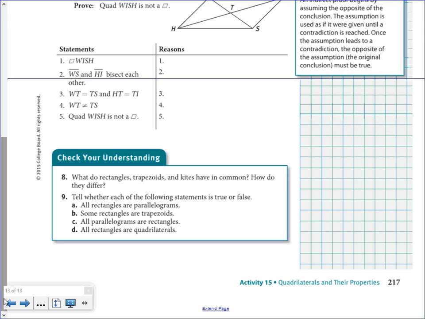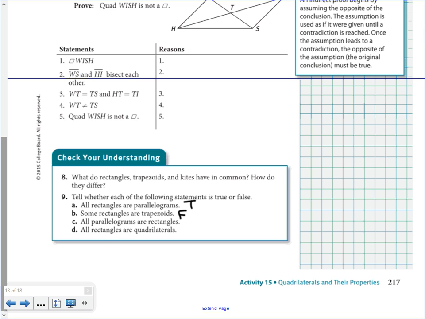Looking at number 9, we want to tell if these are true or false. All rectangles are parallelograms. That is true. If it is a rectangle, it is also a parallelogram because a rectangle is a type of parallelogram. Some rectangles are trapezoids. That is false. The reason: rectangles have two pairs of parallel sides because they're a type of parallelogram. Trapezoids only have one pair of parallel sides. So there's no way for them to be the same figure.